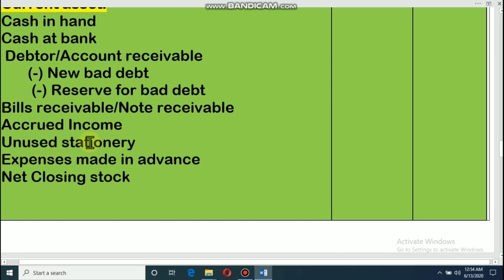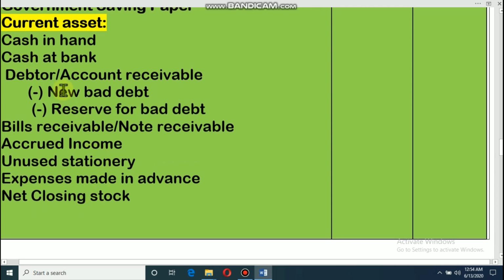Then unused stationery. That means stationery you have purchased and some is still left, so we can use it next year. Then it is also a current asset. Expenses made in advance: any other expenses you made in advance, like if you pay salary to the workers for next year in advance, then it is also an asset. And closing stock. Dear student, these are some examples of current assets. In practical life you will find more current assets. The main characteristic of current assets is that this type of asset is changeable within a short time.